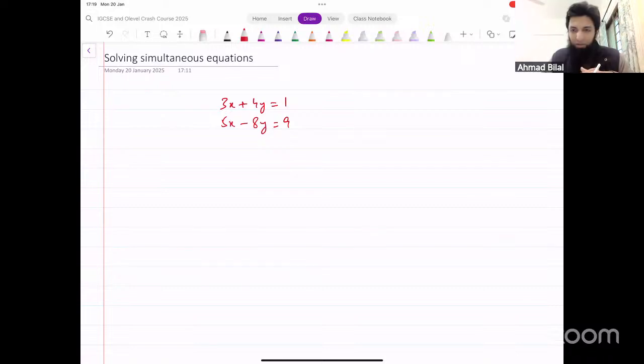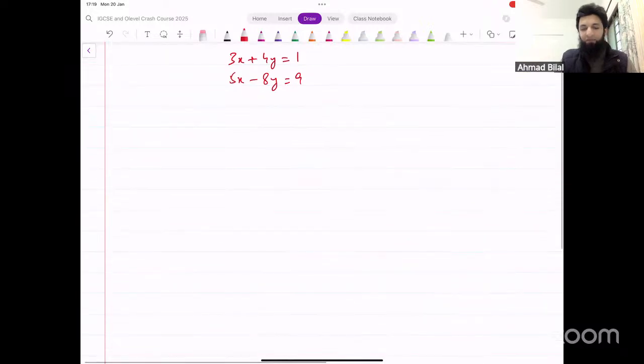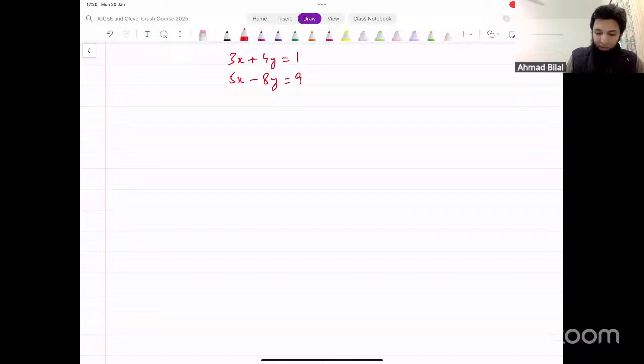Okay, so let's check if the answers that you're getting are correct or not. These are two simultaneous equations that we want to solve: 3x plus 4y equals 1 and 5x minus 8y equals 9. Now, how do we solve simultaneous equations? We've got multiple methods for solving simultaneous equations. Number one, we can do it using a process that we call elimination. Let's start with that process and see how this works.